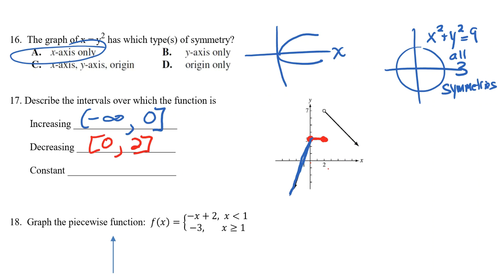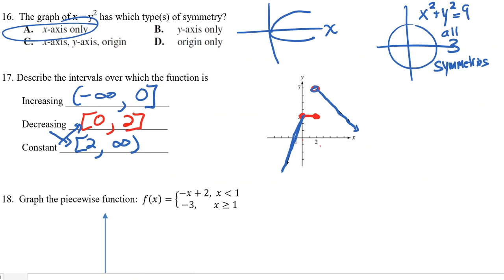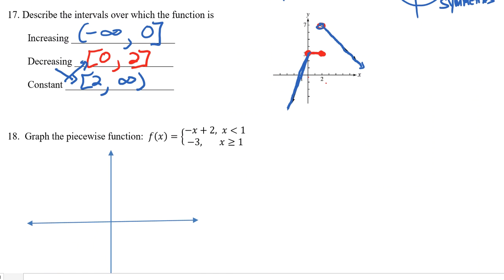And then when I continue, I would jump up here. And how would I have to move the stylus? I would have to be moving down. So we're decreasing as we move from 2 to infinity. Oh, decreasing and constant I wrote in the wrong spots. Decreasing and constant, sorry.